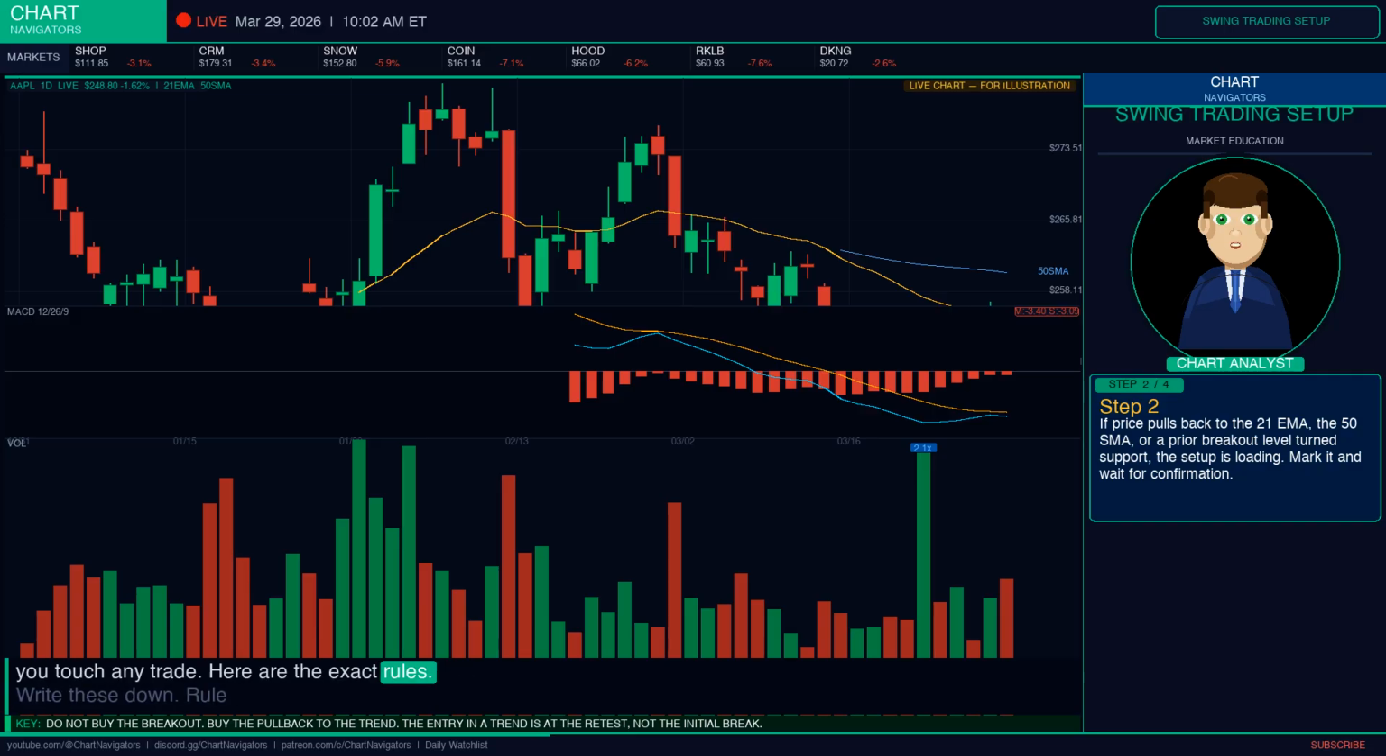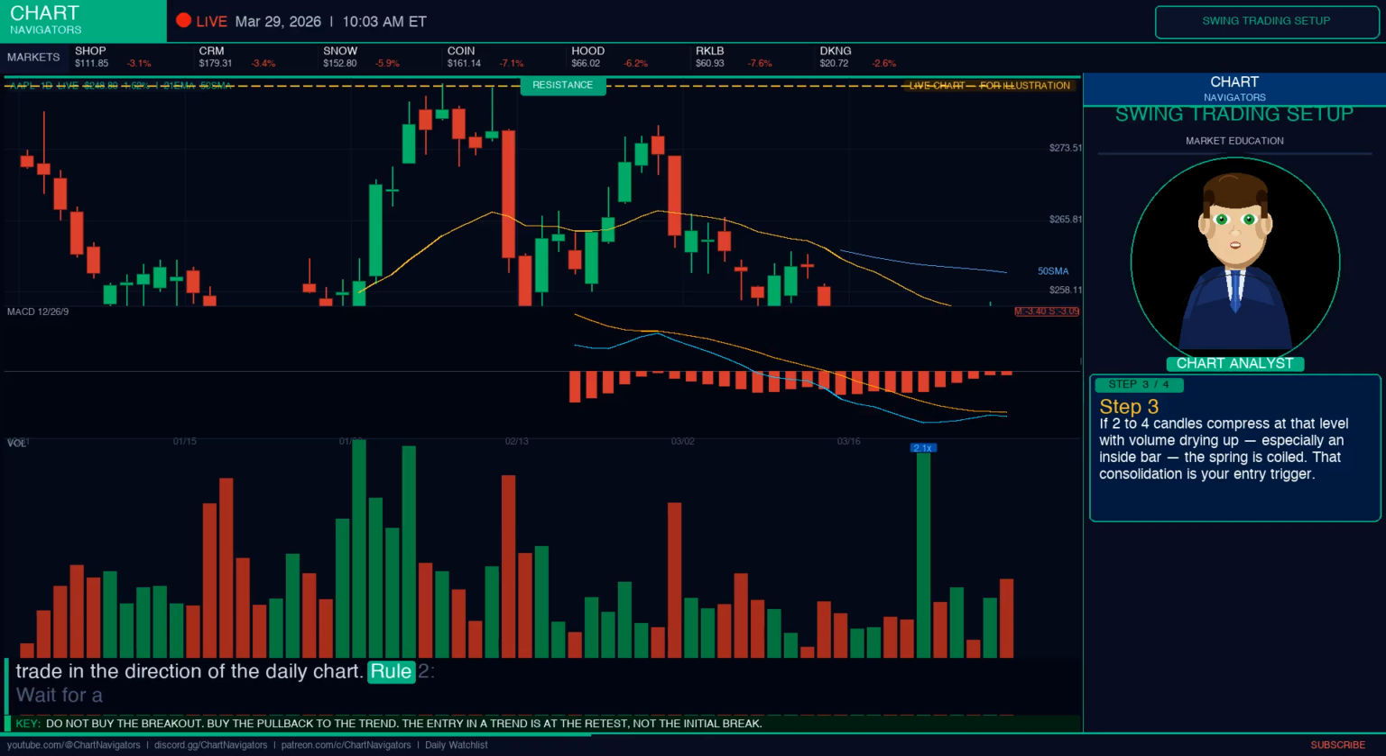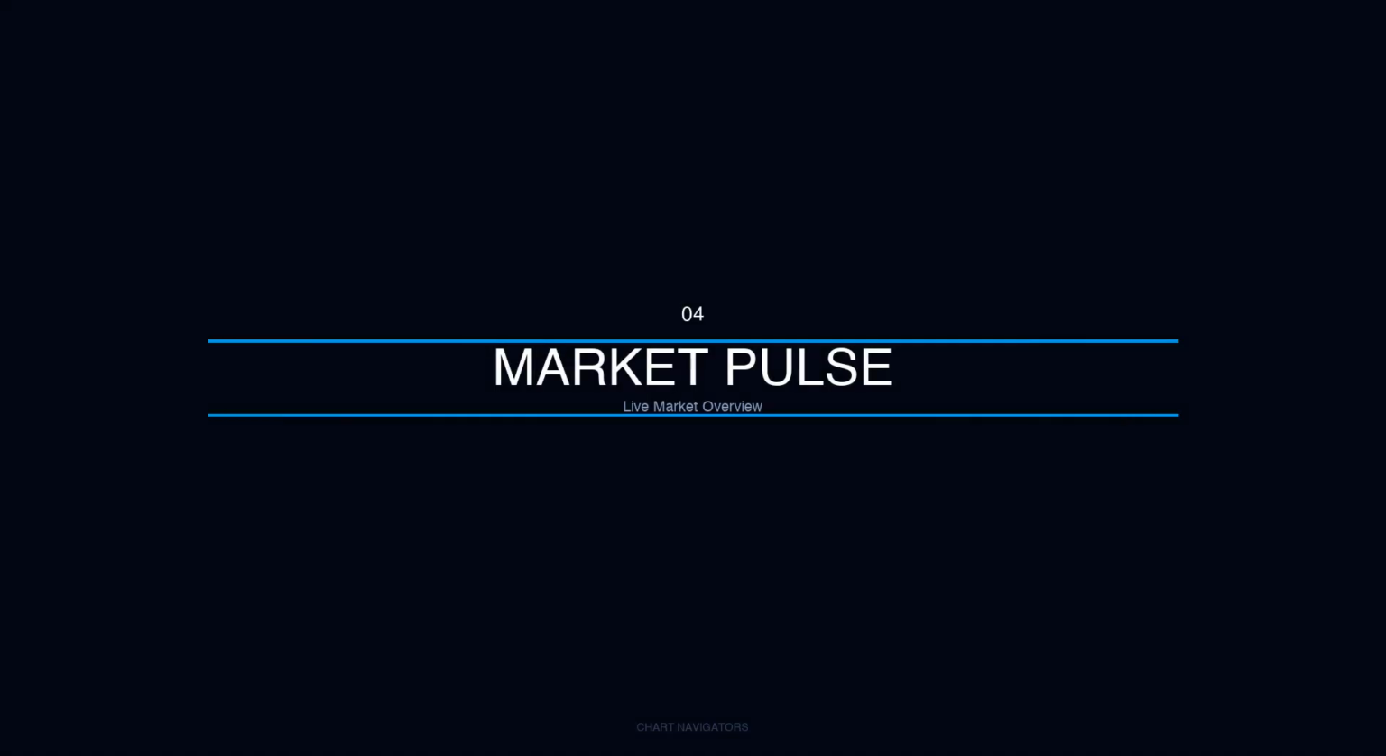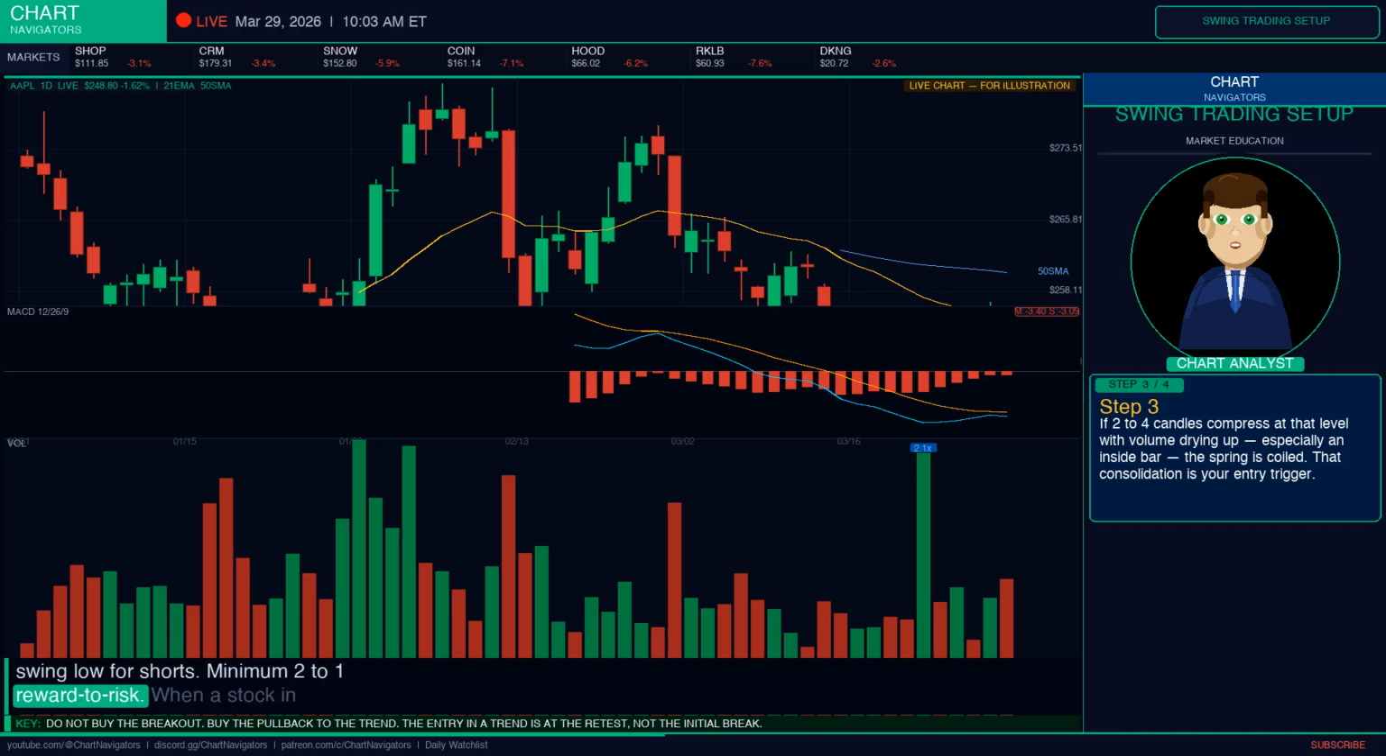Here are the exact rules. Write these down. Rule 1. Identify the daily trend first. Only swing trade in the direction of the daily chart. Rule 2. Wait for a pullback to a key level, 21 EMA, 50 SMA, or prior support. Rule 3. Enter when a reversal candle forms at that level with the stop below the candle low. Rule 4. Target is the prior swing high for longs, prior swing low for shorts. Minimum 2 to 1 reward to risk.